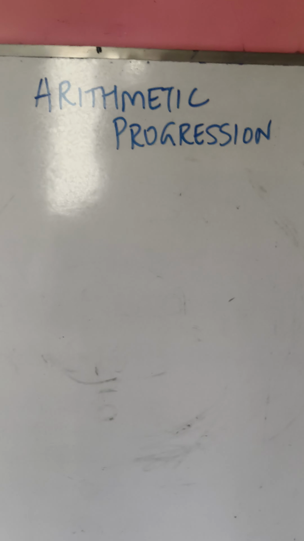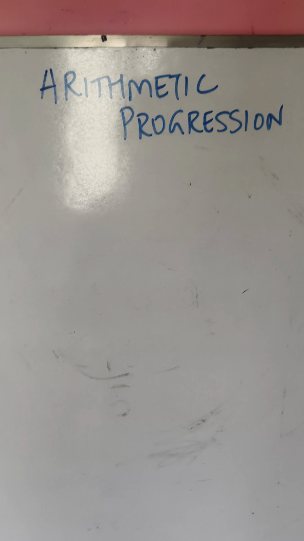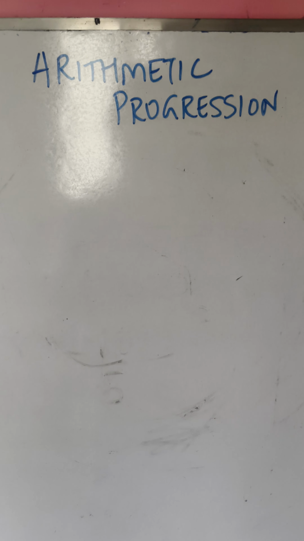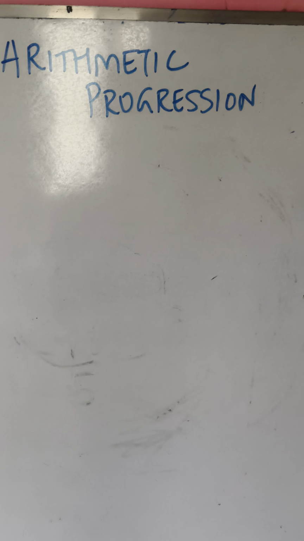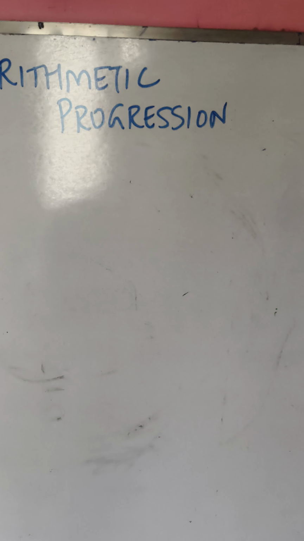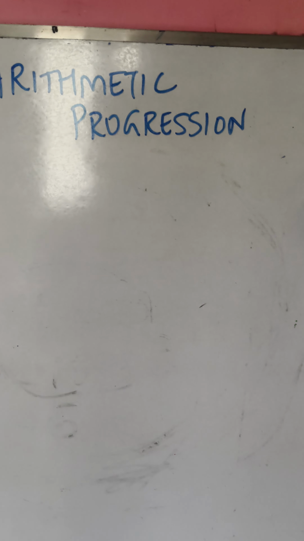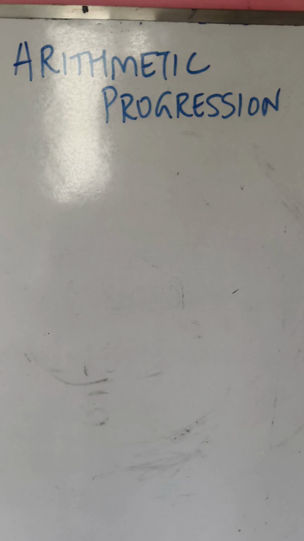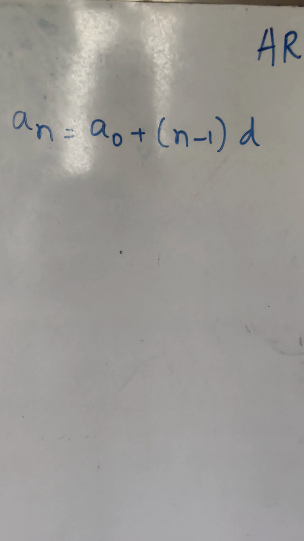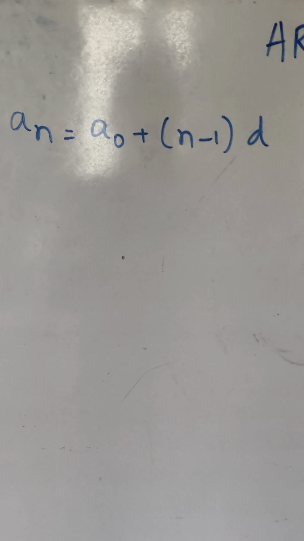Okay, now what is arithmetic progression? From the name itself it is clear: arithmetic is related to numbers, and progression is something which keeps going endlessly, something which progresses, it moves forward endlessly. That is the meaning. So there is a formula for this. The formula is a_n = a_0 + (n - 1)d.